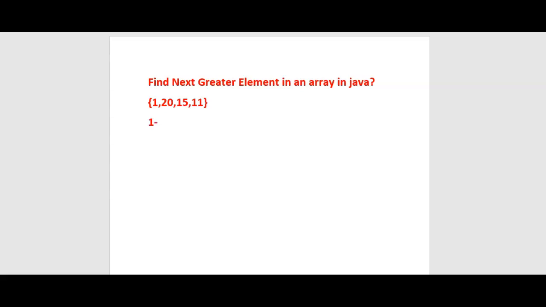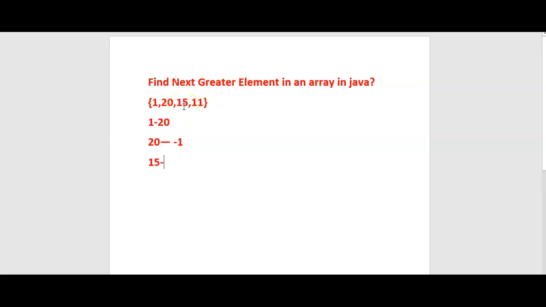So when we take 1, what is the next greater element to 1? So 20. Now the next element is 20. So what is the next greater element to 20? It is 15 and 11. If you take the next elements 15 and 11, are 15 and 11 greater than 20? No. So in that case, what do we need to do? We need to print -1. Next, come to 15, that is the third element.